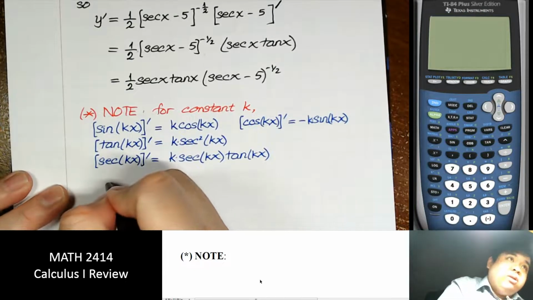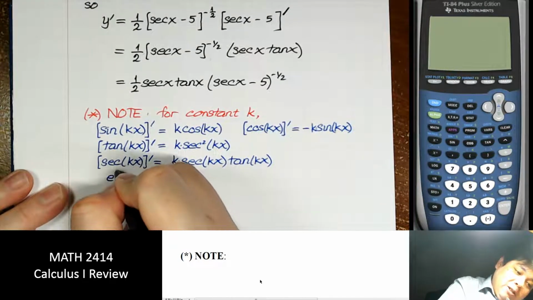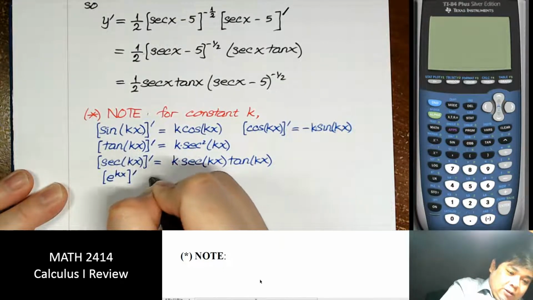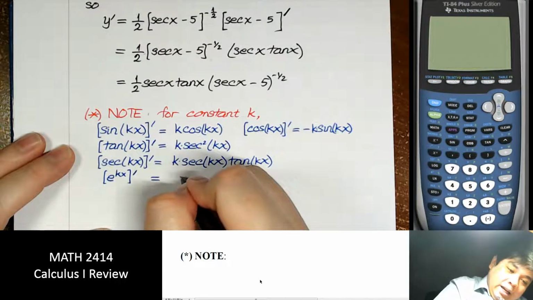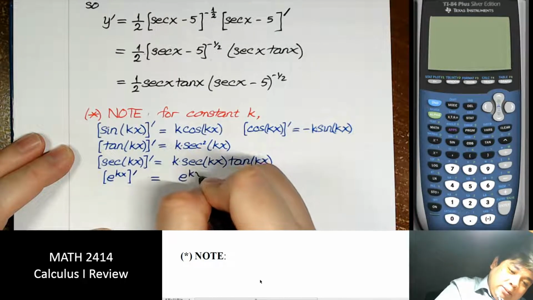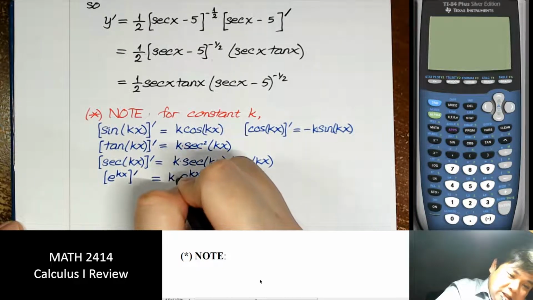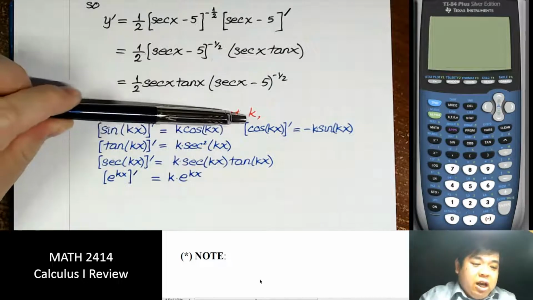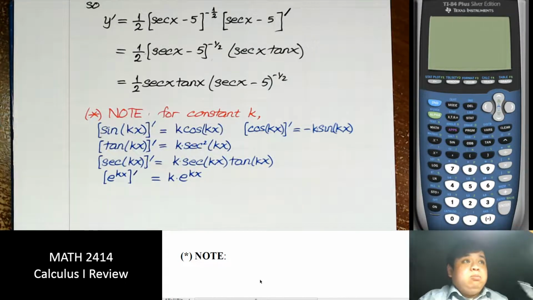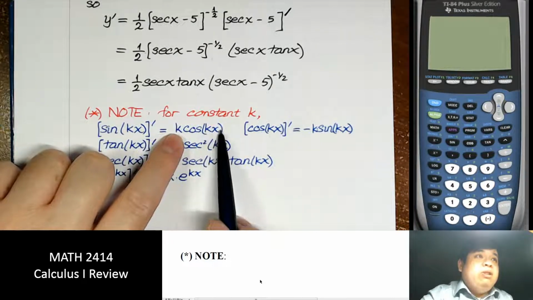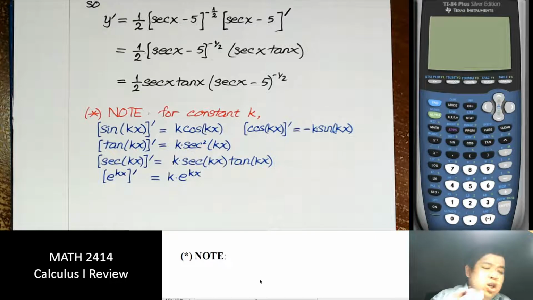Same thing for exponential. Exponential is going to stay the same, except multiply by k to it. So as you see, for a constant k multiplied by x, the derivative will be just the same, but we multiply by k. Pretty much because k is the derivative of kx. So we see this a lot. So like the derivative of e to the 2x is 2 times e to the 2x.